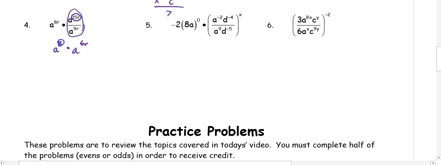I'm going to rewrite the a to the 8r. Now, because both of these are in the same part of our fraction, they're both in the numerator, we can add those exponents together. So 8 plus 6 gets us a to the 14r.